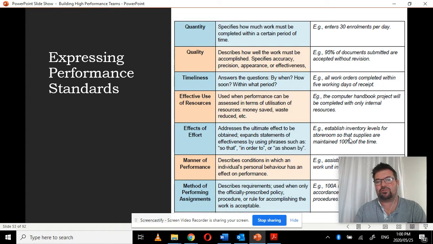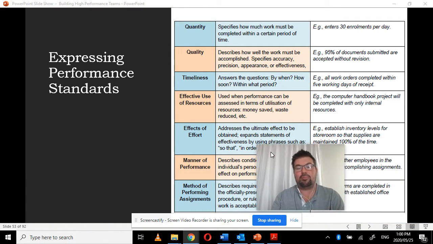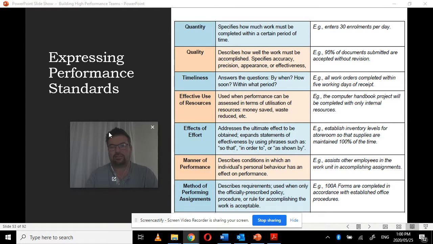Establish inventory levels for storerooms so that supplies are maintained 100% of the time. So again, I've got to measure the effects of my effort. Then manner of performance. I need to assist other employees in the work unit to accomplish assignments. So if I've done my work, then I need to be guiding, supervising, mentoring. It's called a manner of performance.